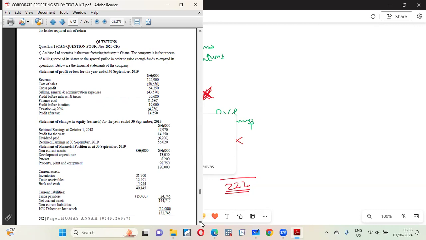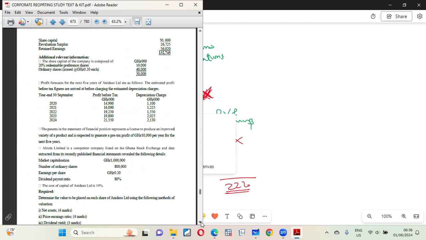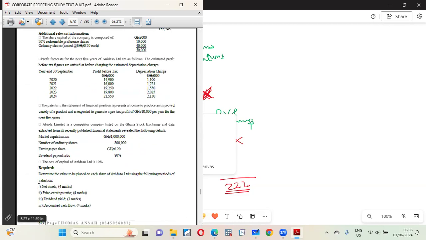You realize that it's very cheap, 15 marks. You are using the various methodologies. So the question will tell you which methods to use. Like this one: asset method, price earnings, which is P/E ratio, dividend yield, discounted cash flows, just like what we did. So you see the discounted cash flows. He gave you the profits. These are the profits, and it says the estimated profits before tax figures are arrived at.